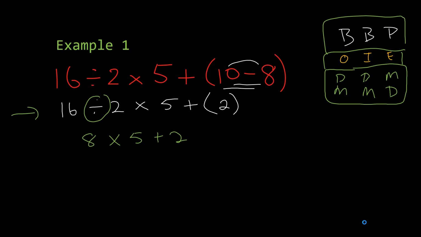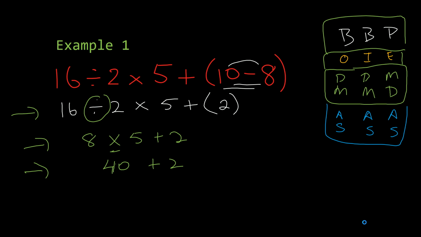Again, I run over the entire equation because I am not finished yet. I still have a multiplication here. So 8 times 5 is 40. Then I plus 2 at that point. And I go again from there. I have no divisions or multiplication, so at this point I have to stop. Next thing I have to look for is addition, subtraction. And when I add, what I can see right away here is that I have 42.